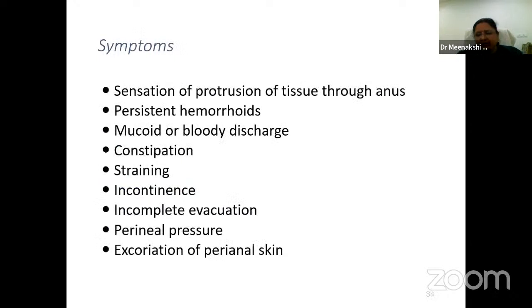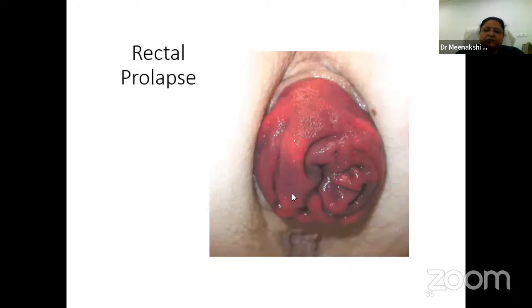The complete prolapse, you can see, you can diagnose it easily. But for first degree and second degree, it is a little difficult for us to make the diagnosis. So we should know the symptomatology that a patient can have, like sensation of protrusion of the tissue through the anus, persistent hemorrhoids, mucoid or bloody discharge, constipation, straining, incontinence, incomplete evacuation, then history of perineal pressure and excoriation of the perianal skin. So this is how the rectal prolapse looks.